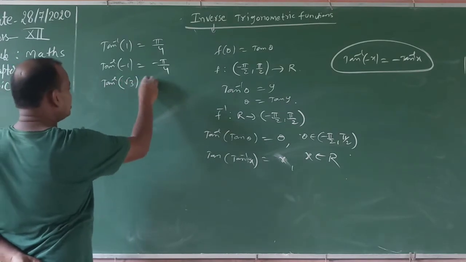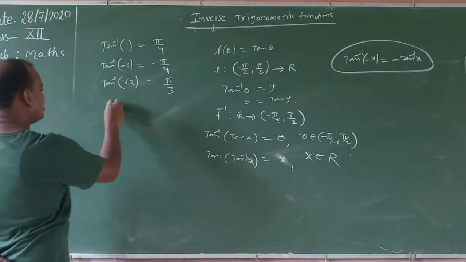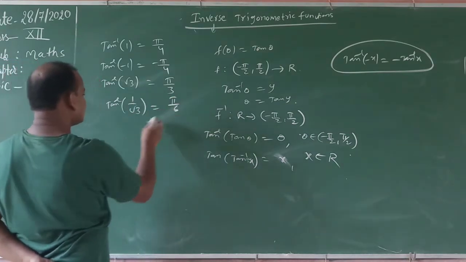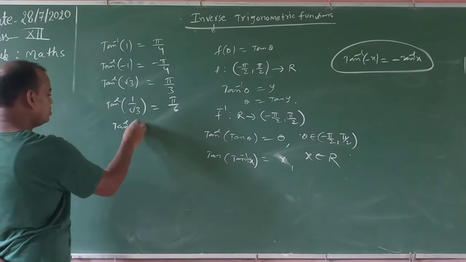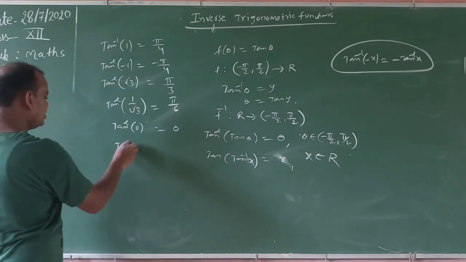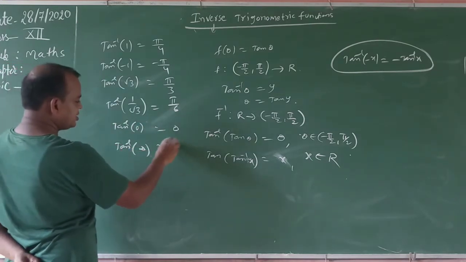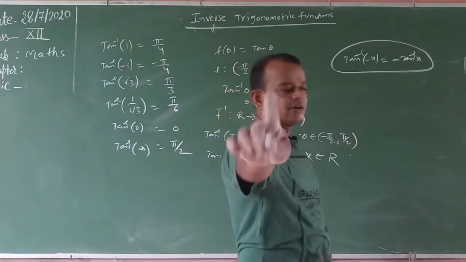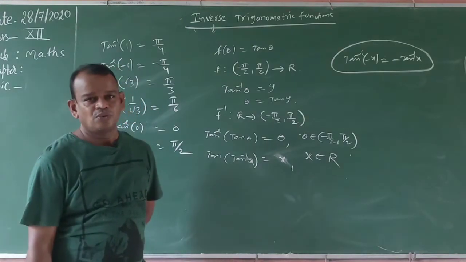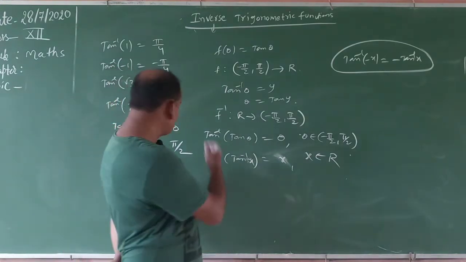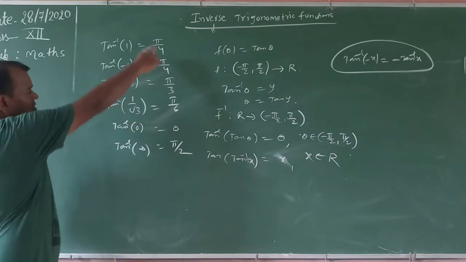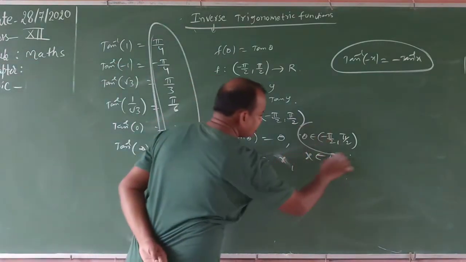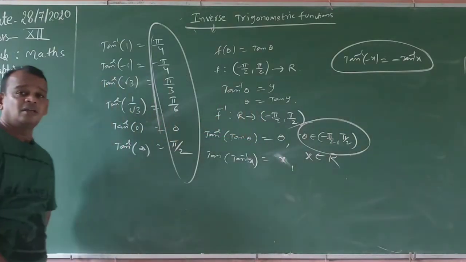Now tan inverse of root 3 equals 60 degrees, pi by 3. Tan inverse of 1 by root 3, how much? Pi by 6. Tan inverse of 0 equals 0. Tan inverse of infinity: whenever you get infinity, that means 90 degrees, pi by 2, not defined. Understood? Remember these values, because the answers of tan inverse always lie between minus 90 and plus 90 only.